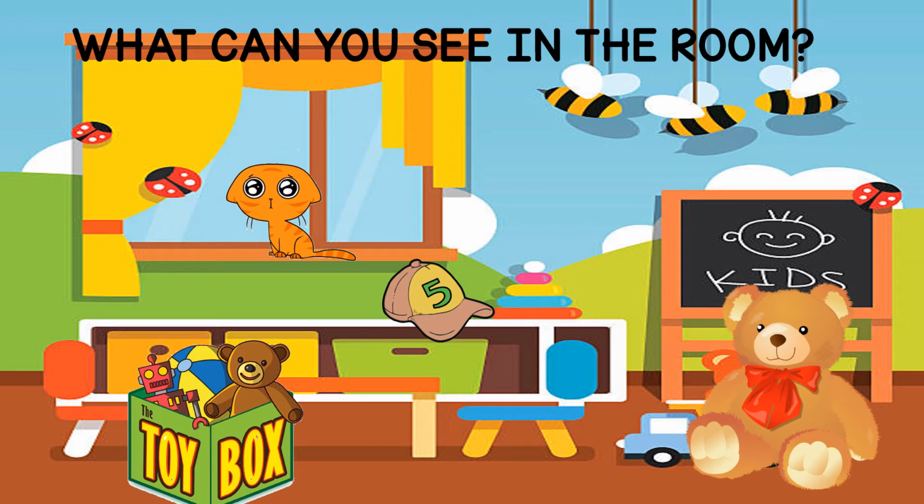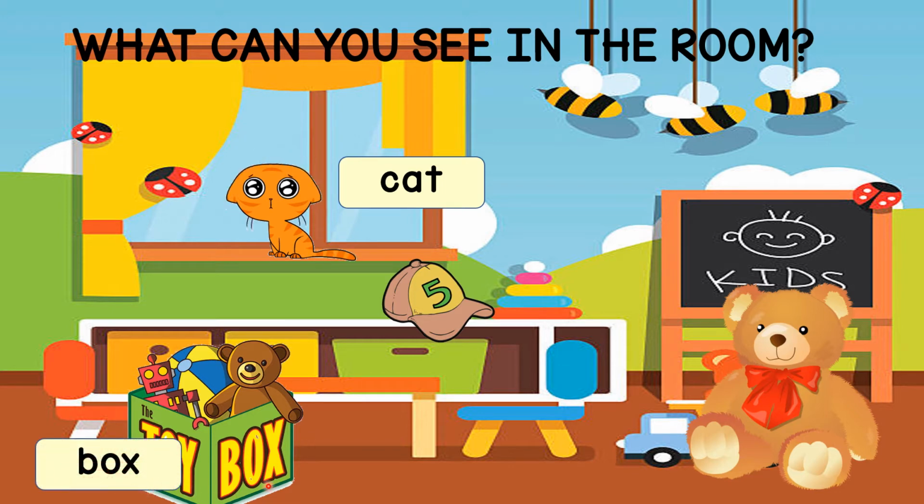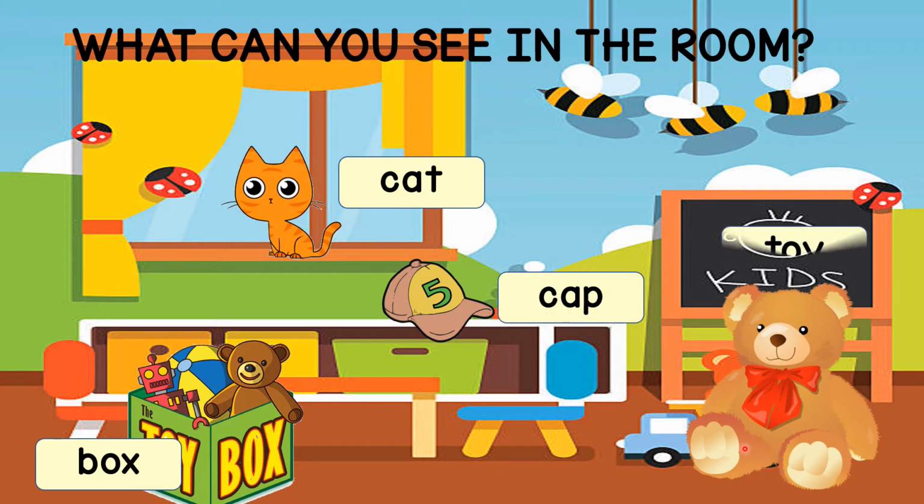What can you see in the room? Can you tell me? What can you see in the room? There are cat, box, cap, and toy. Cat, box, cap, toy.